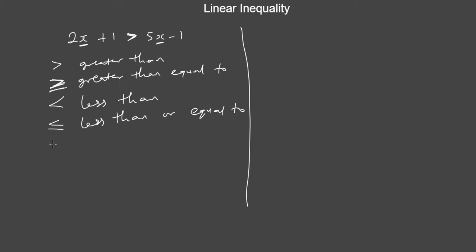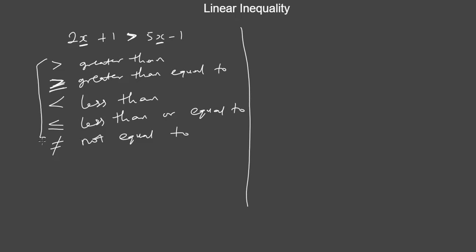So then if you see this, it means not equal to. This not equal to means it could be less than or it could be greater than, but you are sure or certain that it is not equal to. So this is called not equal to. But in our discussion today, we'll be dealing majorly with these four symbols. So the question now is how do you solve a linear inequality?